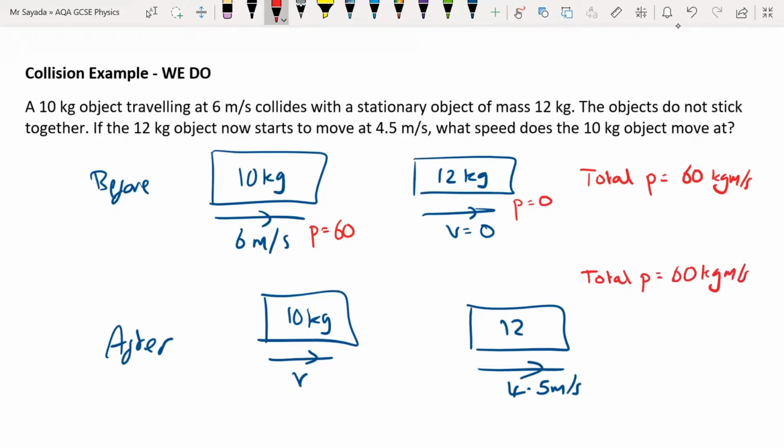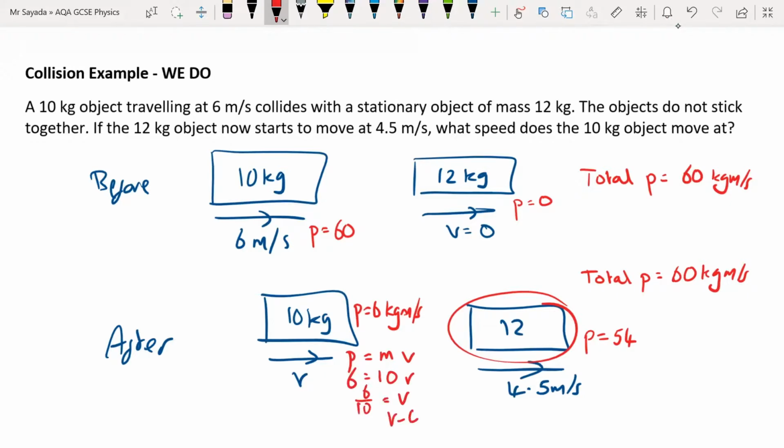So let's work out the momentum of this one. So the momentum of this one is 12 times 4.5, mass times velocity. So 12 times 4.5 is 54. So what does that mean the momentum of this one must be? Say your answer to the video. It must be 6, because if the total momentum after the collision is 60, and the momentum of the 12 kilogram mass is 54, the other one must be 6, so that they add together to make 60. And now we know its momentum, we can use the equation 6 equals 10 times V. 6/10 equals v. So v equals 0.6 meters per second.